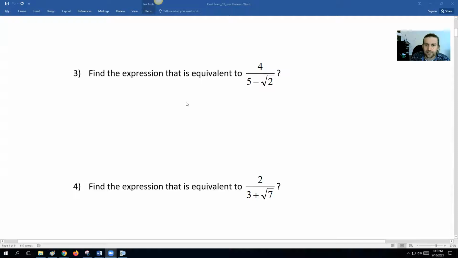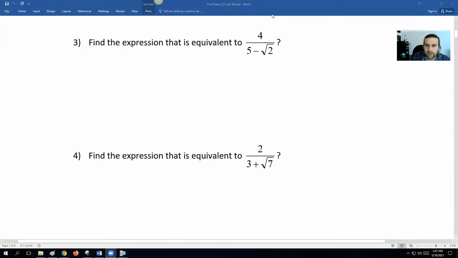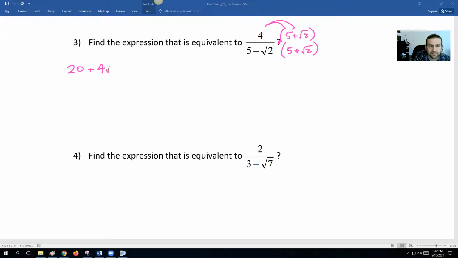Now, when it comes to evaluating a fraction with a radical in it, what we need to do is to multiply the top and bottom by the conjugate. So in order to do this, we need to multiply by 5 plus radical 2 to both the top and the bottom. All right, so the top we just distribute. 4 times 5 is 20, and 4 times radical 2 is 4 radical 2.